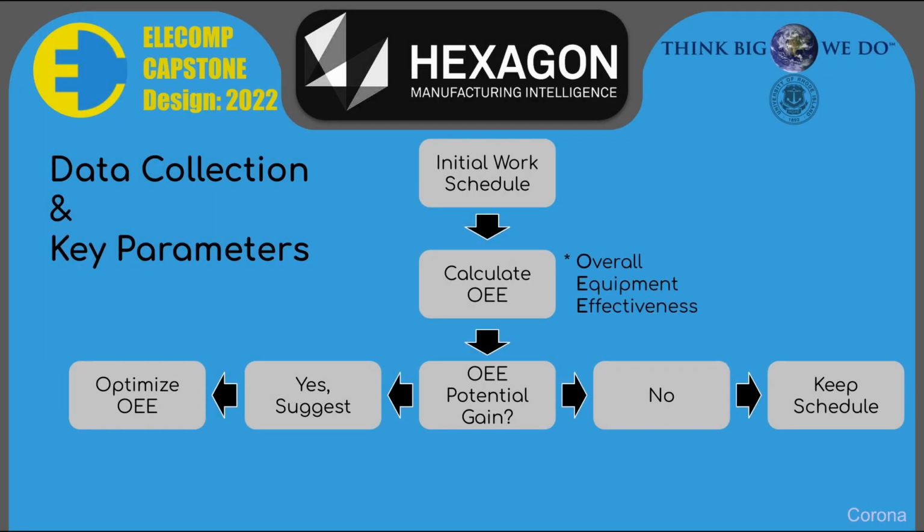For data collection and key parameters, we are going to be using a question flowchart that starts with the initial work schedule, calculates the OEE, overall equipment effectiveness, and checks to see if there is a potential gain. If not, keep the schedule. If yes, then optimize the parameters.